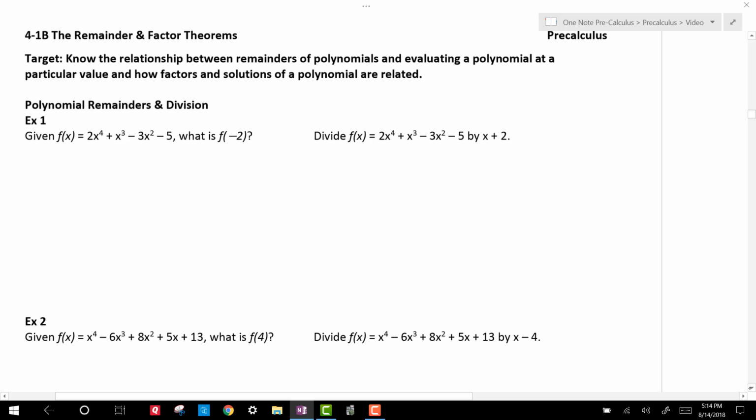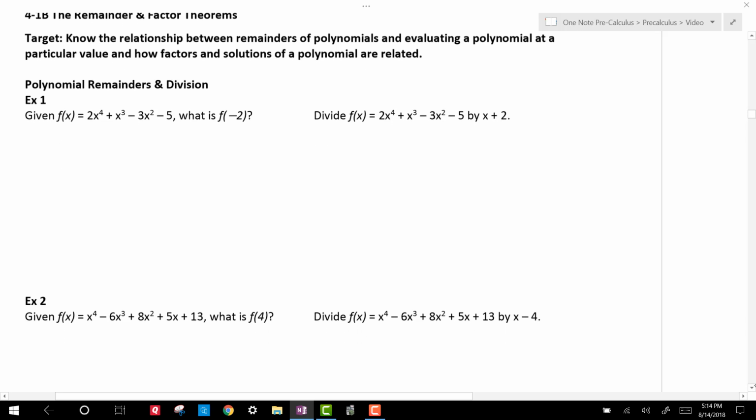factor theorem. So we're going to start off with some examples here and talk more about this, but basically we want to know the relationship between the remainders of polynomials and evaluating a polynomial at a particular value, and how those factors and solutions are related to each other.